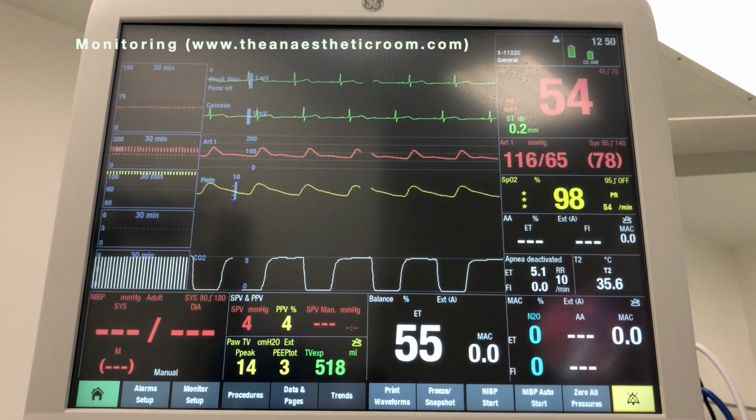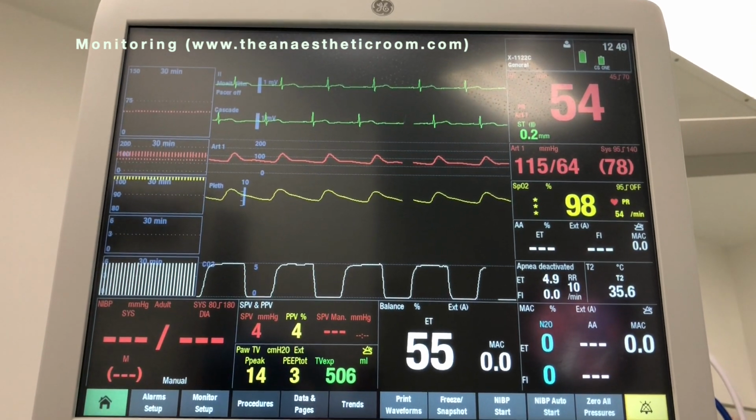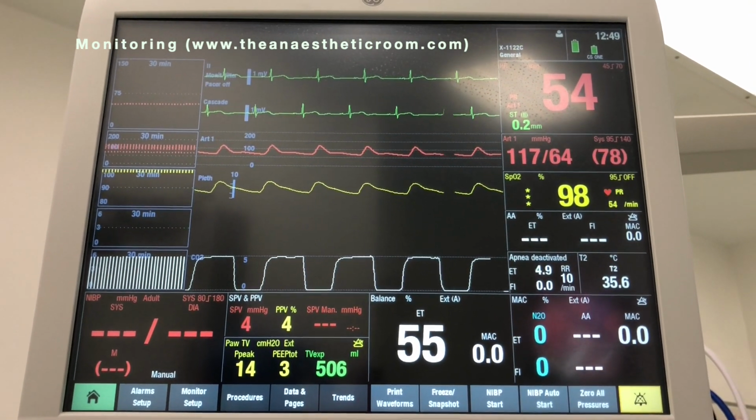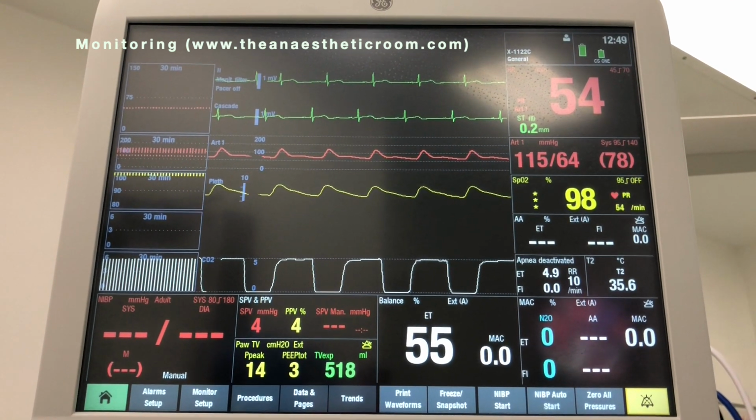For it to automatically cycle recording, you press NIBP Auto. If you're looking to zero your arterial line or your central line, press 0 all pressures. And finally, most importantly probably, the yellow box on the bottom right is for silencing the alarms.